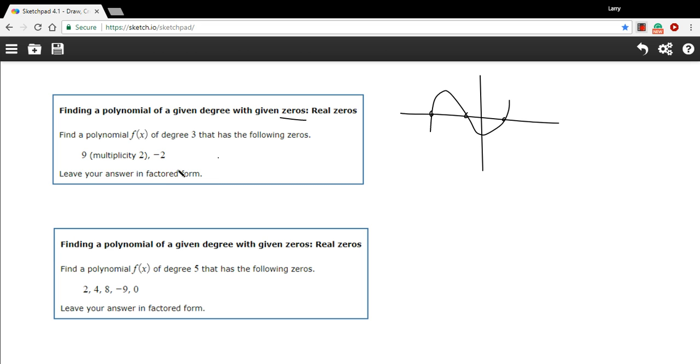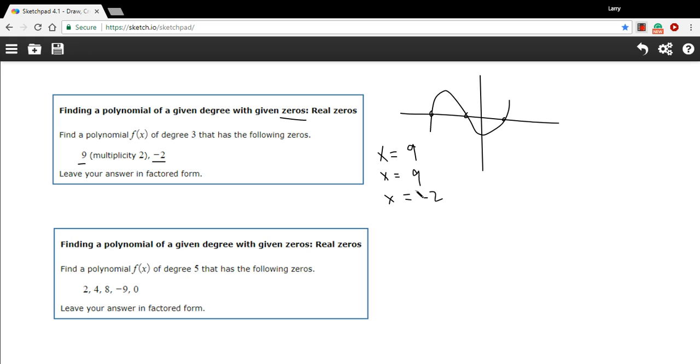We're going to say we know that x equals 9, and they say multiplicity 2 here. What that means is that it happens twice that x equals 9. So x equals 9 and x equals 9. And then we've got another 0 of negative 2, so we're going to say x equals negative 2. So those are our zeros. X equals these values where the function is 0.